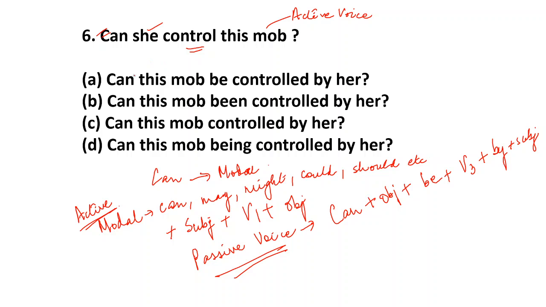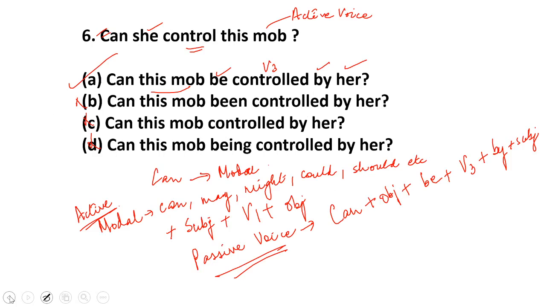So this will not be correct. This is the correct answer: can, object, be, this is V3, this is by, and this is the subject. Isn't it a very easy way? So learners, please learn this rule, how you can apply it. It is very simple. Just remember, when it starts with a modal, the passive voice will also start with the same modal, then the object will come, then be, then V3, then by and the subject. One more trick you can learn: in the passive voice there is always V3.